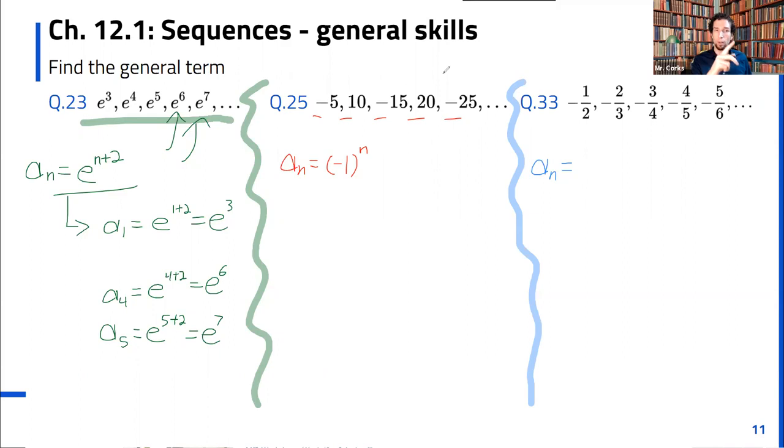Now we can take care of the 5, 10, 15, 20, 25 part. What can we do for that? Multiplied by 5n.